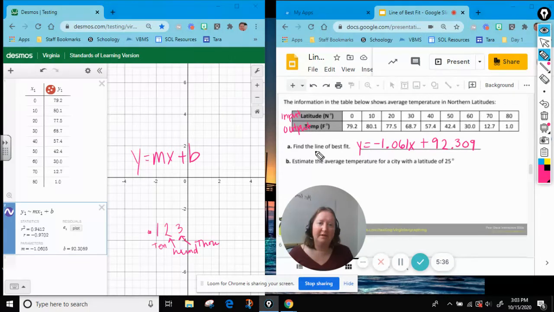Okay, and latitude is an X value, right? And the temperature is our Y values. Now, what are they asking in the second question? Estimate the average temperature for a city with a latitude of 25. So what is that? That's an input. That's an X value. So I'm going to take that 25 and substitute it in here for the X.